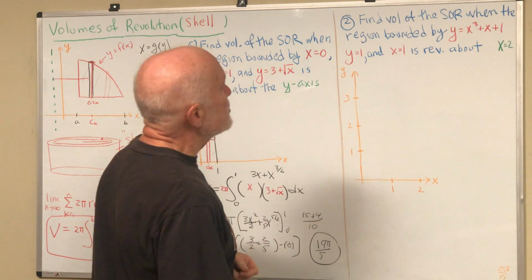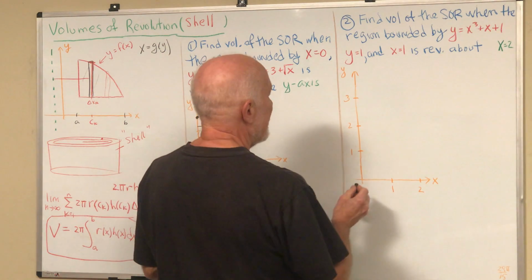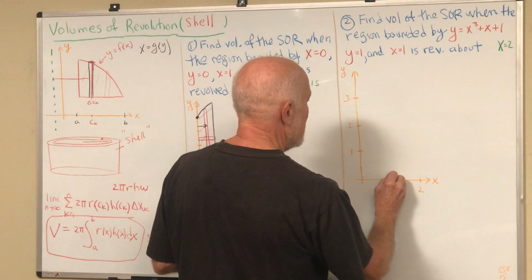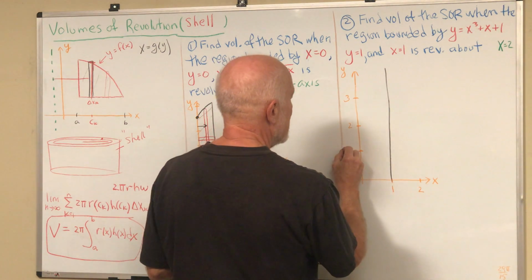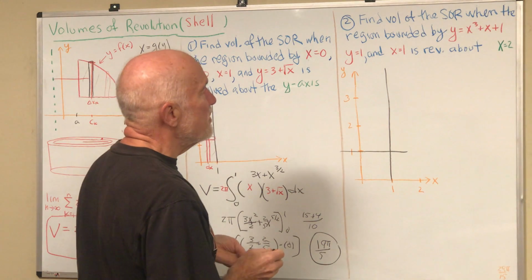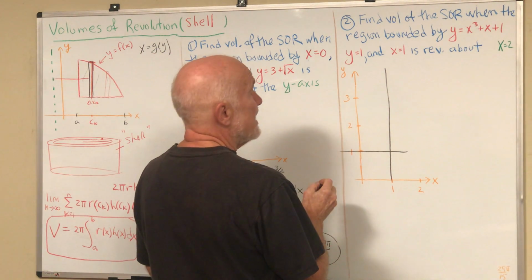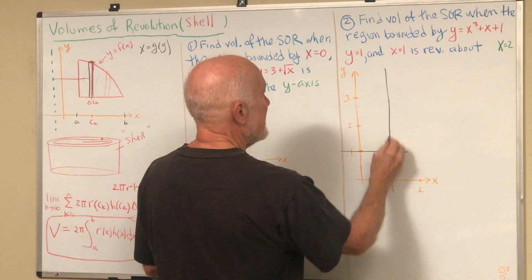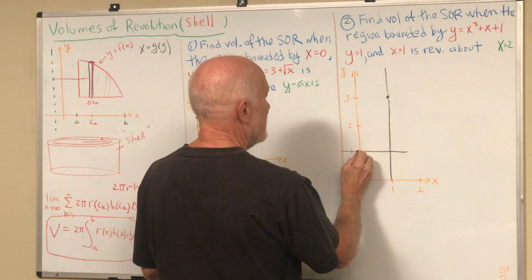So let's see what this one turns out to be. The region bounded by x equals 1, y equals 1, and y equals x cubed plus x plus 1. So when x is 1, y is 3. When x is 0, y is 1.